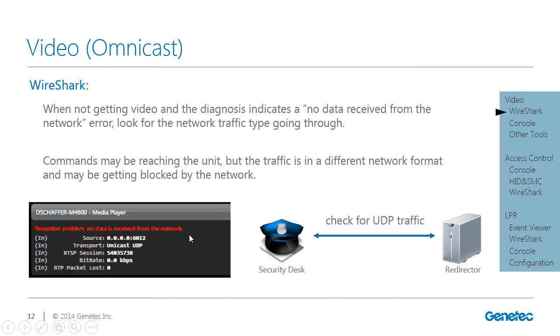Now, when we're getting a "no data received from the network" error, check if the particular network traffic type is getting through, such as UDP, TCP, or multicast. The camera commands may be getting through, but not the video traffic, since it's using a different transportation method.